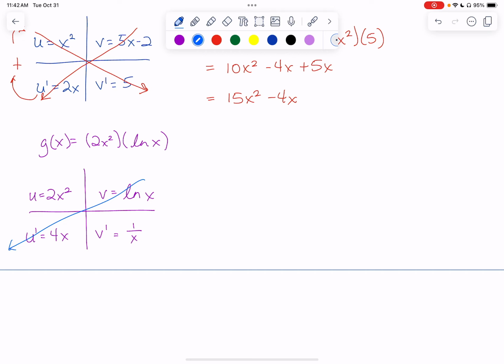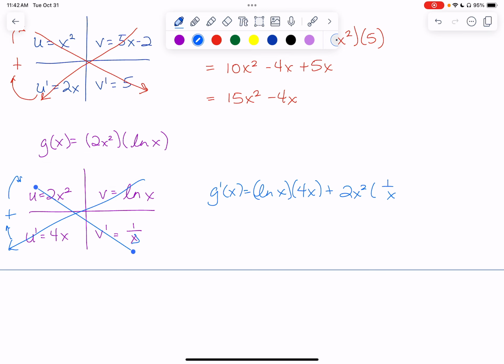So I'm going to go across this way to start, and I'm going to say that means that g prime of x is equal to the natural log of x times my 4x plus, because I'm going to put a plus right here, I'm going to flip up this way and go around so that I can come back crossways this direction, and I'm going to say plus the 2x squared times 1 over x, which was really hard to see with where my arrow went there. Now let me kick the arrow down just a little bit so you can see the values.